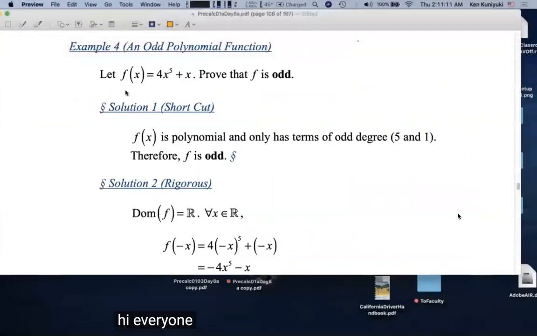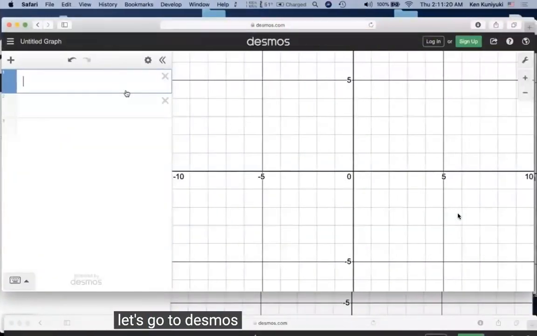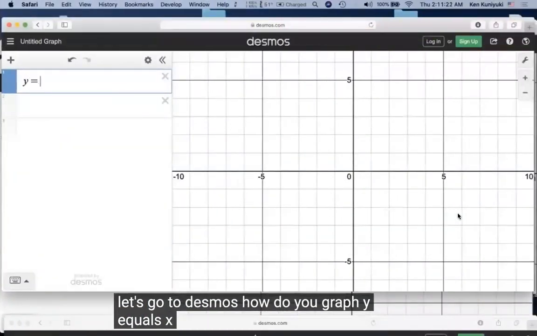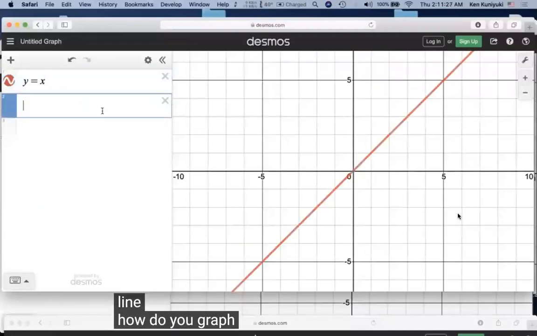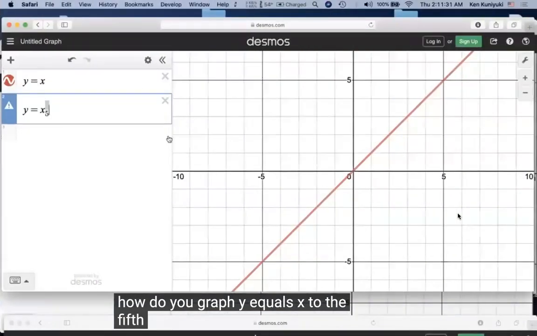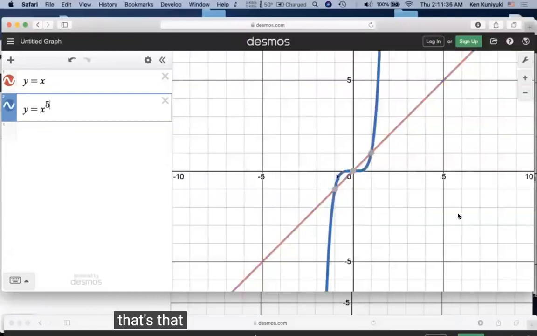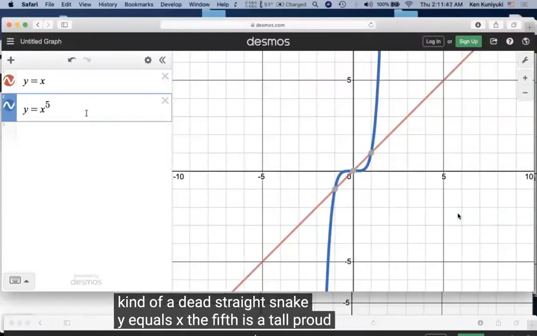Hi, everyone. If f of x equals 4x to the fifth plus x, then f is an odd function. Let's go to Desmos. How do you graph y equals x? The identity function is that slanted line. How do you graph y equals x to the fifth? That's that rising snake. Y equals x is kind of a dead straight snake. Y equals x to the fifth is a tall, proud snake in blue.